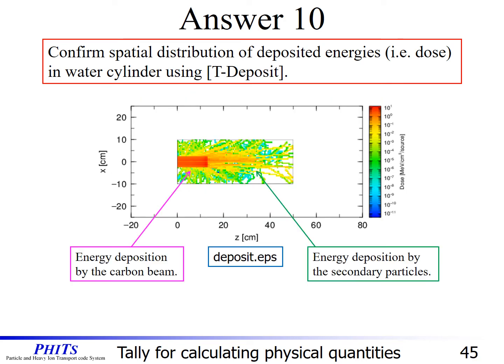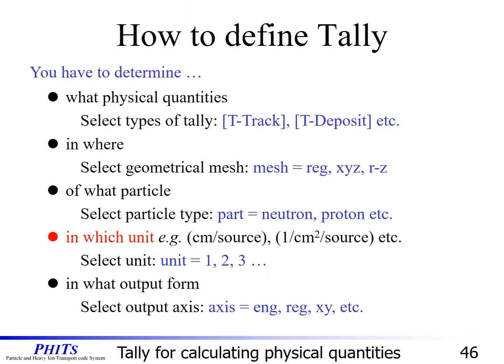Here is shown the result. You can see the spatial distribution of deposited energies. The carbon beam deposited high energy in the left side of the water cylinder, and secondary particles deposited middle or low energies in a wide area. Next, let's learn how to select the unit of physical quantity from exercise.